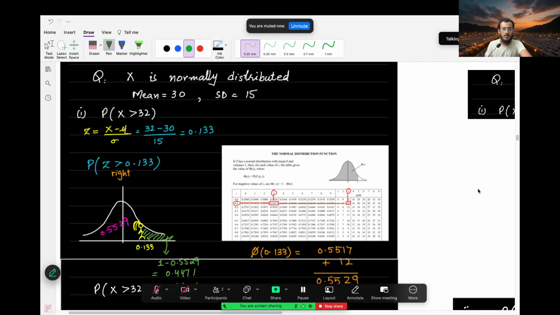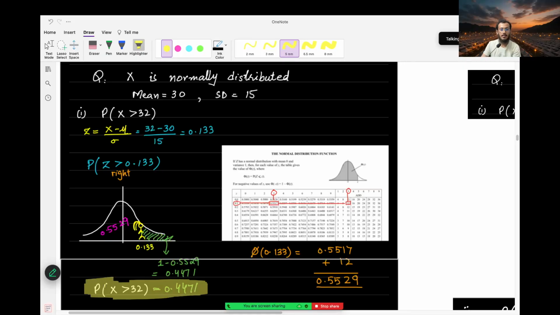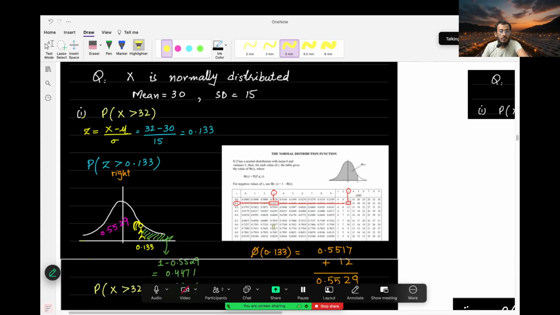Well, here is the answer. So, final answer is 0.4471, and as you can see, always write the final answer like this. The initial thing you were asked to find, probability x is greater than 32, you do calculations and then finally say that this is the answer. Do you have any confusion or questions?